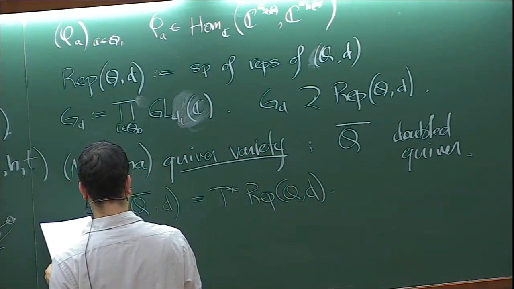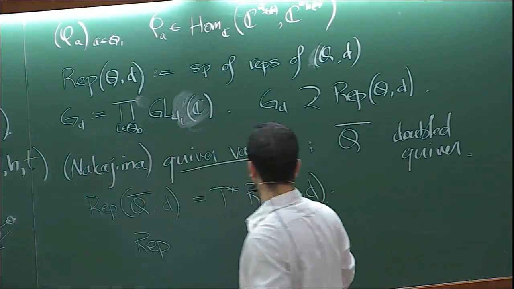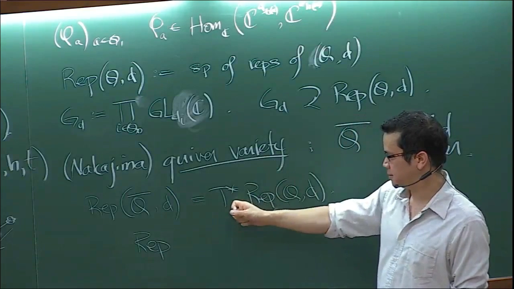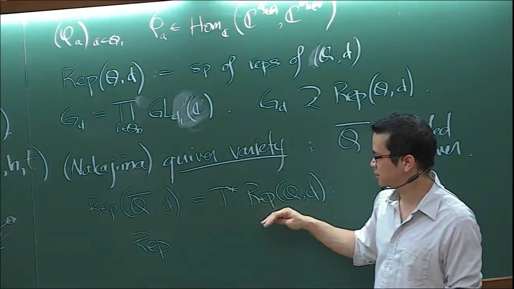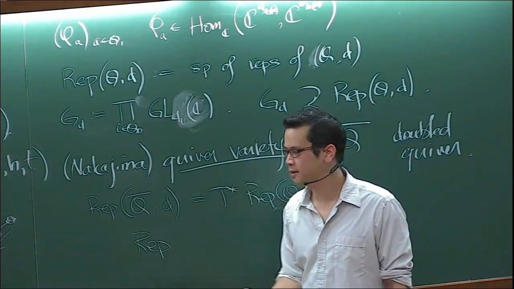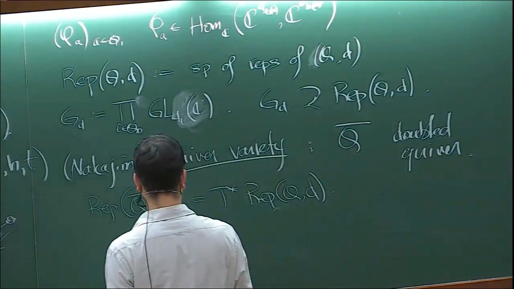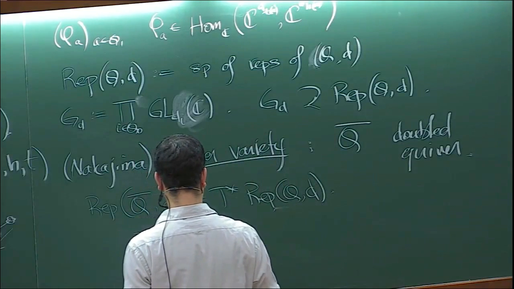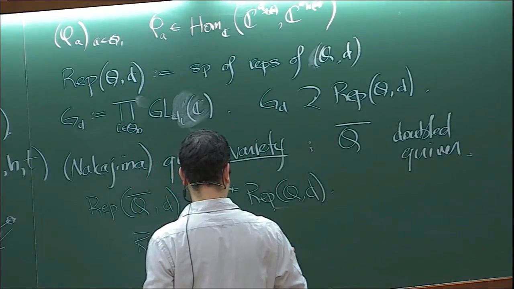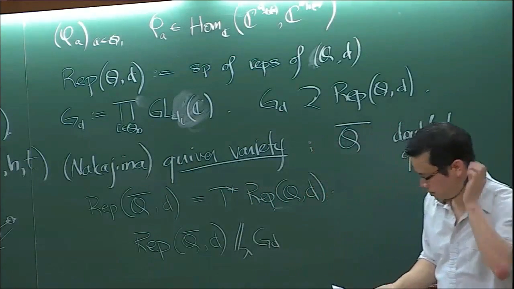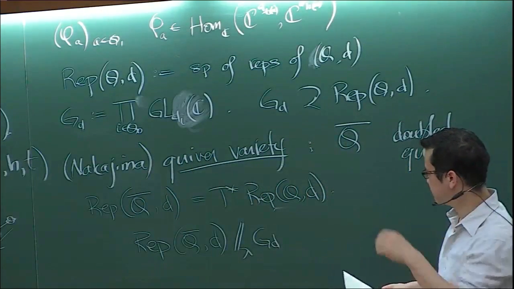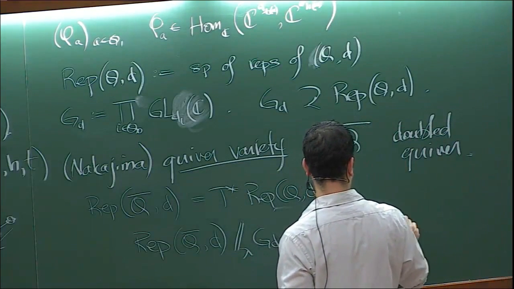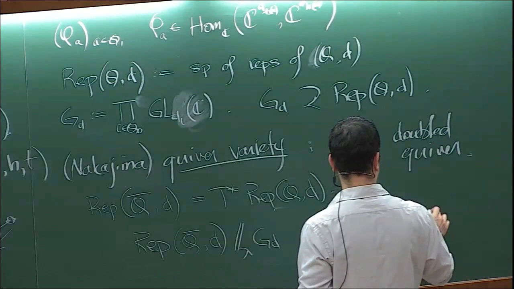And then the Nakajima quiver variety is, since the action here will come from an action on this, the action on the cotangent bundle is necessarily Hamiltonian. So we can form this algebraic symplectic quotient. And this will be the Nakajima quiver variety. So the lambda will be in the sums of the GL D_i.